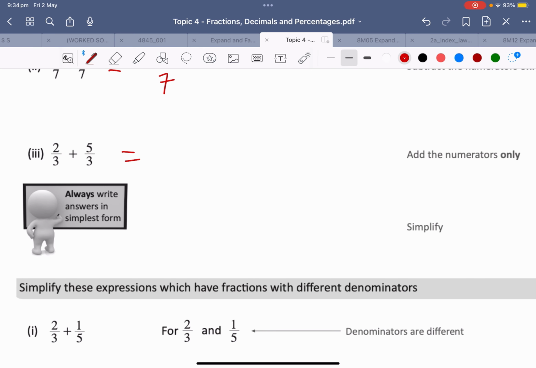2 over 3 plus 5 over 3 is, I am kidding, it's not 8. I was joking, if you knew. Now what happens here? I have to simplify it, right? This turns into 2 and 1/3.